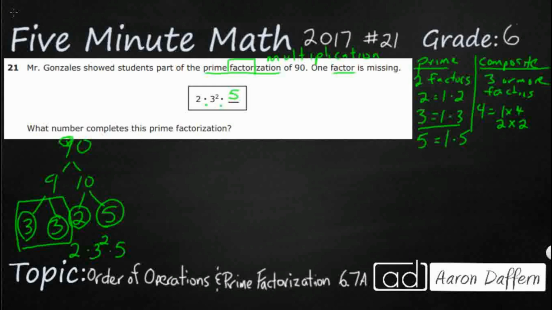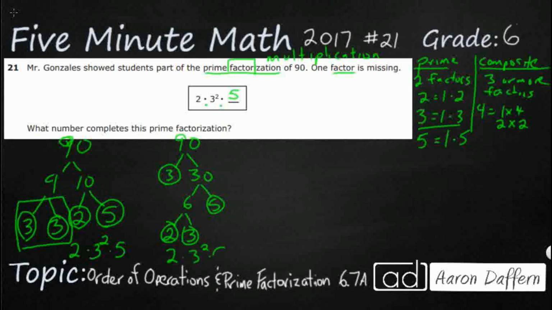Now let's see what happens if we do it a different way, because there's many different ways we can get to 90. You can do 3 times 30. So 3 is going to be prime, and then you can do 6 times 5. 5 is prime, and then you do 2 times 3. So guess what you get? 2 times 3 squared times 5.